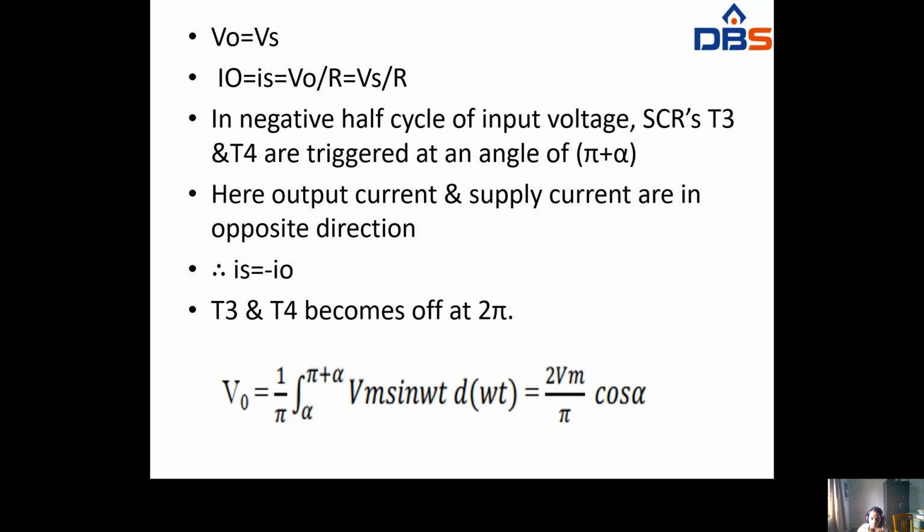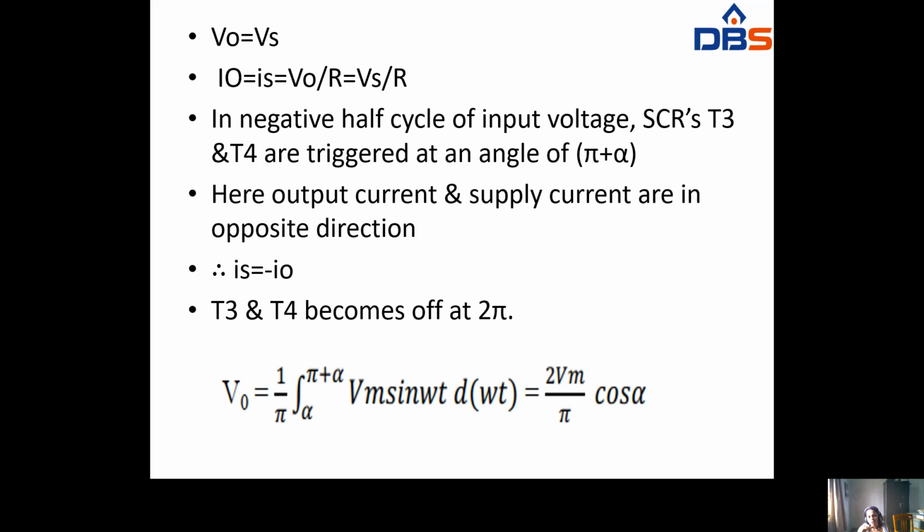In the negative half cycle of the input voltage, the SCRs will be T3 and T4. Here T3 and T4 will be triggered in the negative half cycle at an angle of pi plus alpha. Okay, here the output current and supply current are in opposite direction, so supply current Is equals minus Io. T3 and T4 turn off at 2 pi.